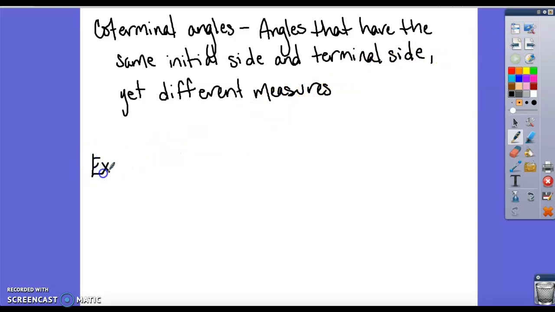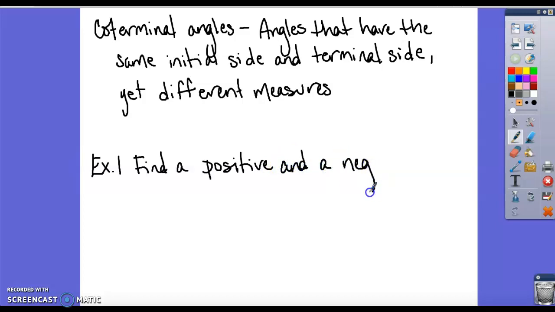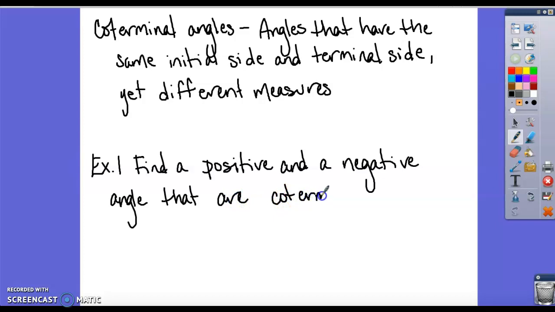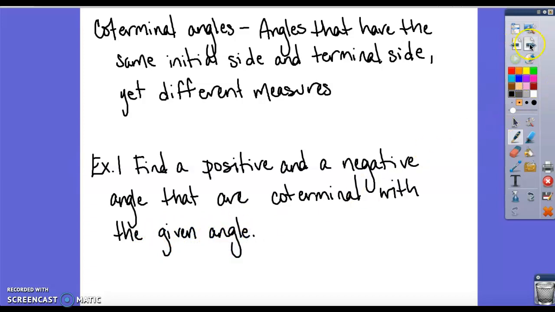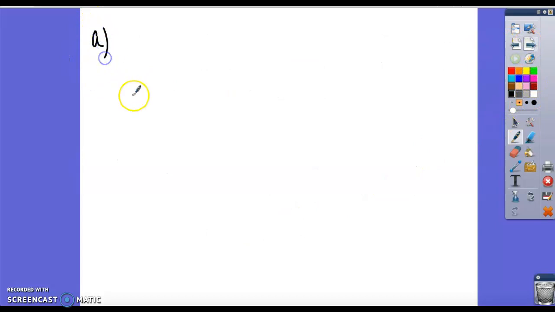Okay, so example 1. Find a positive and a negative angle that are coterminal with the given angle. We're going to start with 30 degrees.